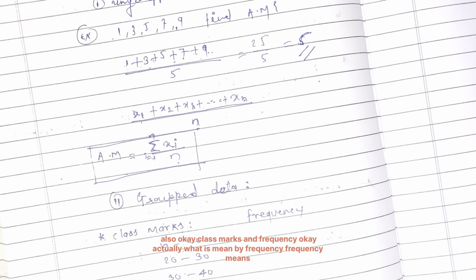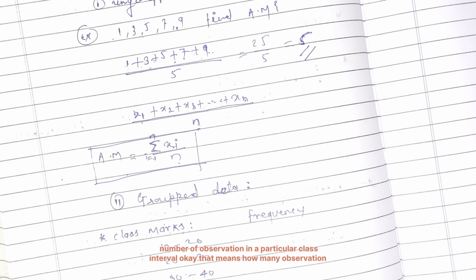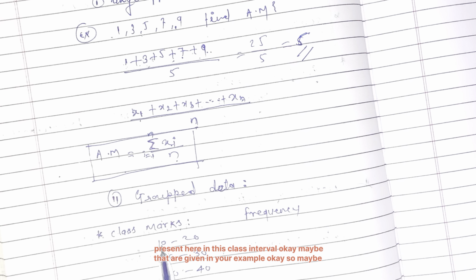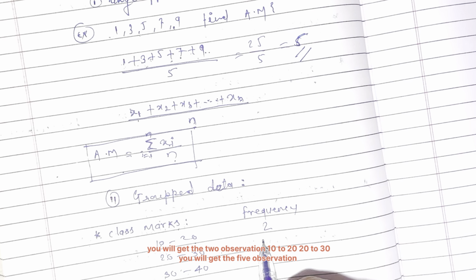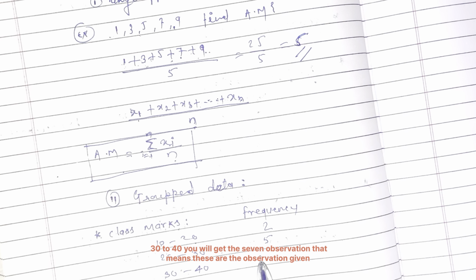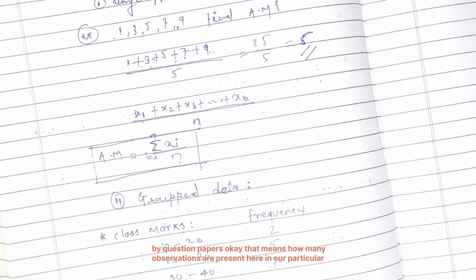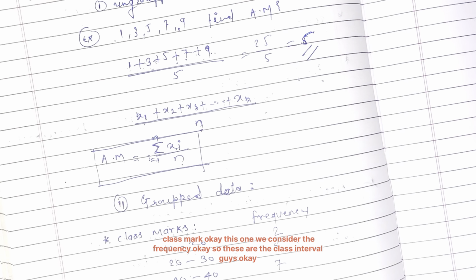What is meant by frequency? Frequency means the number of observations in a particular class interval. That means how many observations are present in this class interval. Maybe you will get 2 observations for 10 to 20, 5 observations for 20 to 30, and 7 observations for 30 to 40. These are the observations given by the question paper. This one we consider the frequency.